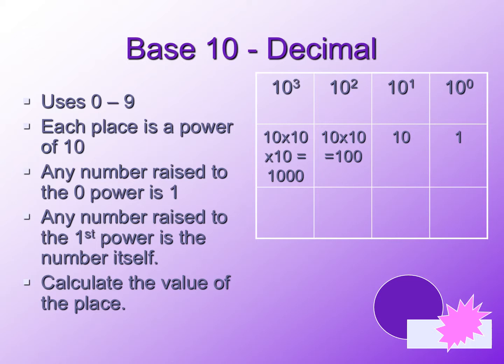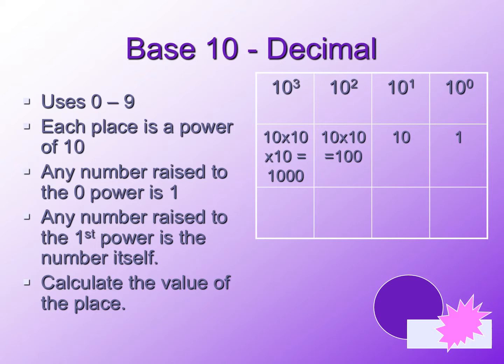So, what do you know about the decimal numbering system, or base 10? Well, first of all, you know that it uses the digits 0 through 9. You know that each place in a number is a power of 10. Now, you might not have thought about that. You learned place value, but it's really a power of 10. You also need to know, basic math, that any number raised to the 0 power is 1. Any number raised to the first power is the number itself.